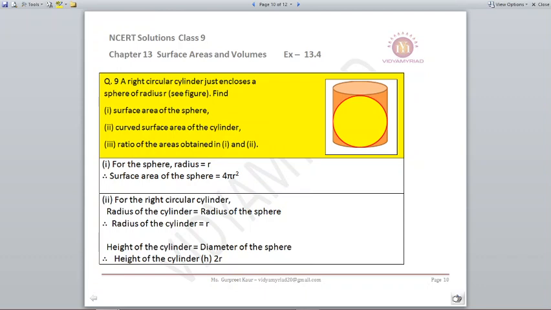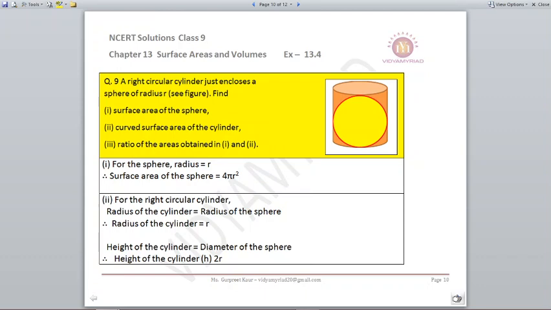Question number 9. A right circular cylinder just encloses a sphere of radius r as in the figure. Find the surface area of the sphere, curved surface area of the cylinder and ratio of the areas of sphere and cylinder. So let us assume the radius as r. So here the surface area of sphere is 4 pi r square. Now we need to find out the area for the right circular cylinder also. Now the radius of the cylinder will be the radius of the sphere. So we can say that the radius of cylinder is r, because for sphere it is also r.